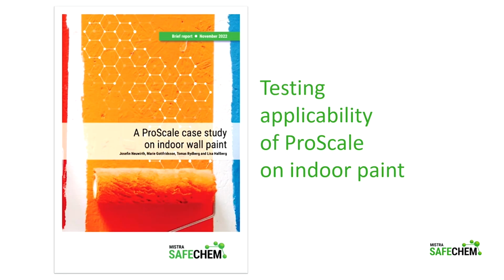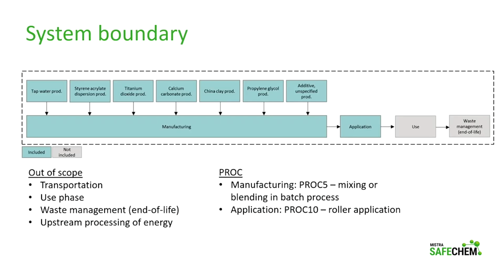Another part of what we have actually done is that we've then tried out this approach on an indoor paint situation, and interestingly we started with a document where you could actually find a generic formulation of an indoor paint. That would be from the product environmental footprint pilot phase, where they did a pilot scale testing on indoor wall paint.